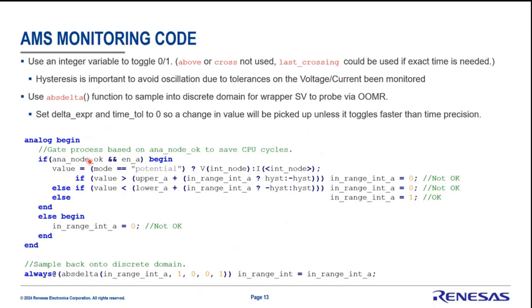Clearly, if the analog node OK is not true, or enable is not true, then you should also say the in range is not true.